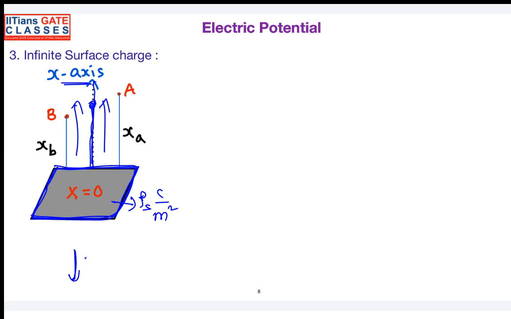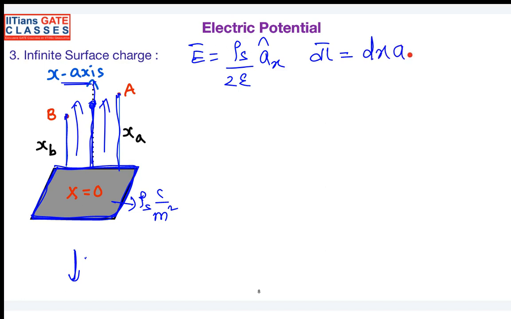So let us say the electric field is located along the x-axis. First write down the vector. The electric field intensity will be rho s by 2 epsilon times x cap. Since both observer points B and A are on the positive x-axis side, I was assuming the electric field in the x direction. And what is the dl vector right now? When you move from point B at a distance of xb to point A at a distance of xa, there is a change in x, so straight away you can say dx times x cap. So you can integrate it.